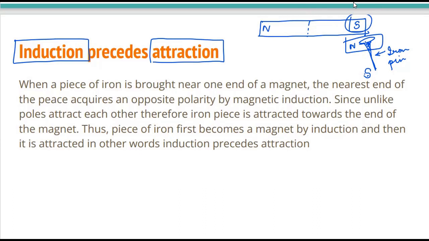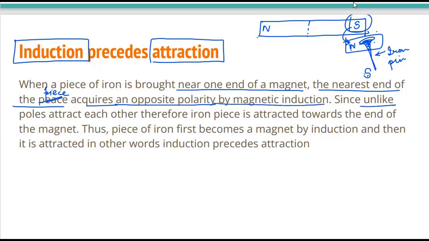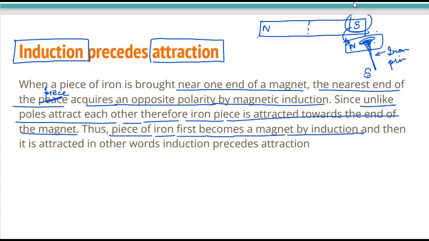So when a piece of iron is brought near one end of a magnet, it may be any end, maybe the north side or the south side, the nearest end of the piece acquires an opposite polarity. This is what I said, the nearest end, meaning the head, acquires the opposite polarity, south opposite north, by magnetic induction. So first induction happened. Since unlike poles attract each other, therefore the iron piece is attracted towards the end of the magnet. That means next what happens? Attraction. So the piece of iron becomes a magnet by induction first, and then it is attracted. In other words, induction precedes attraction.